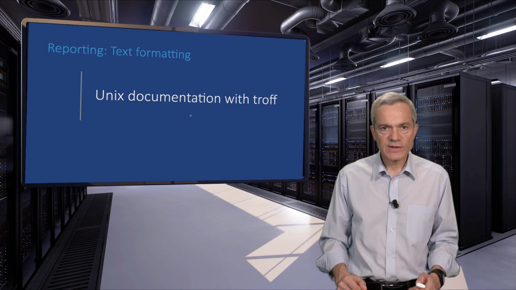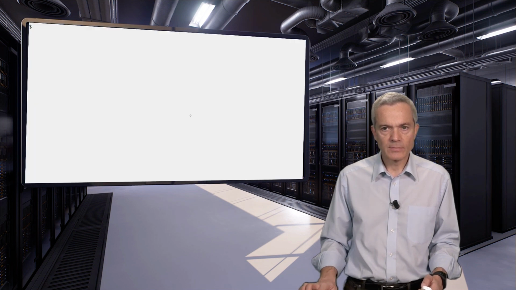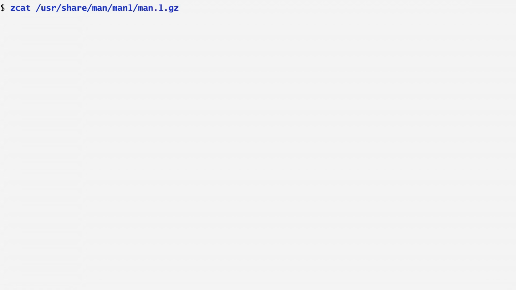Unix traditionally uses troff as its text markup format and formatting tool. Nowadays, this format is mostly used for formatting the system's manual pages. On the Unix system, the source markup of the manual pages is stored in compressed files under /usr/share/man. Here, I specify the man1 directory, which contains the user programs' manual pages. I decompress one of its files, man.1.gz, using the zcat command. As you may guess, this contains the manual page of the man command.